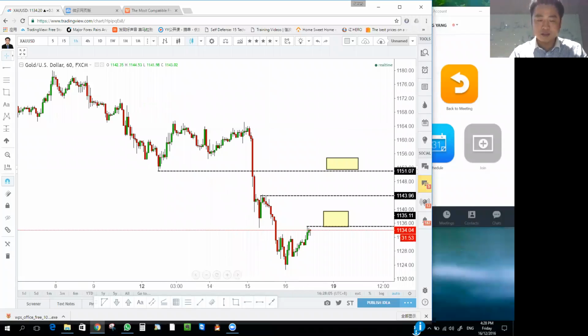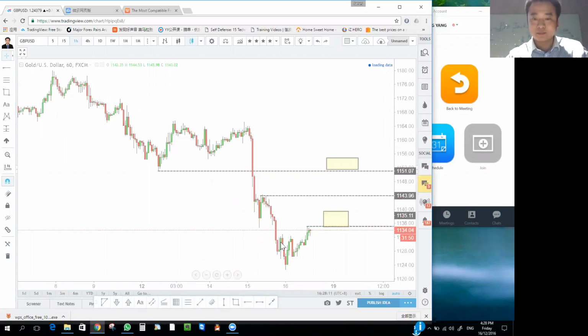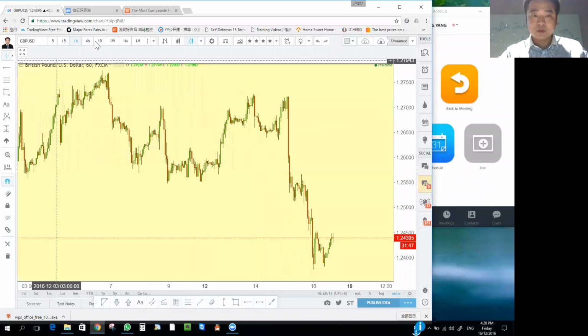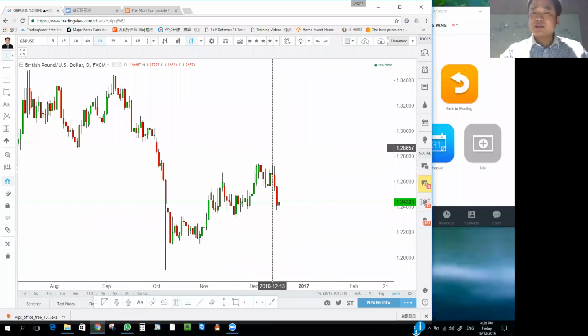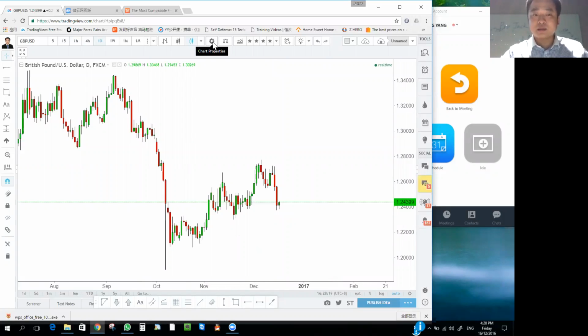Okay, let's go for the sterling. Okay, sterling is something different than the euro. Okay, we can see here. Let's compare. Let's do a comparison.